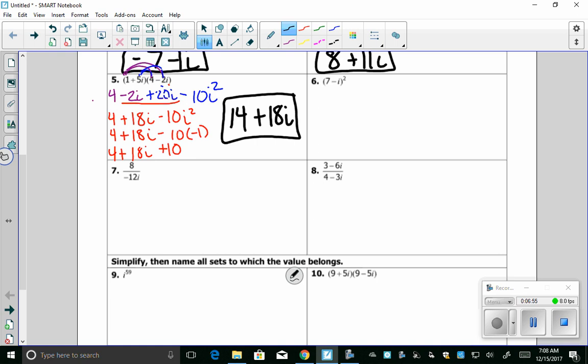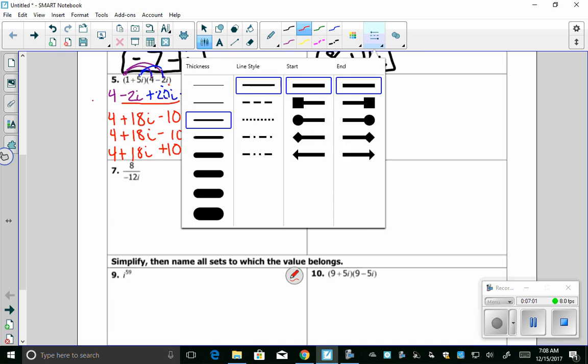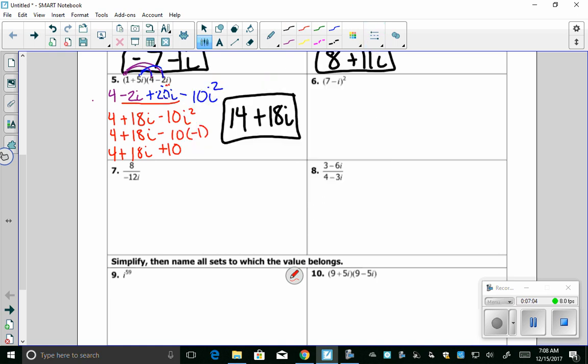Number 6, you're going to do the same thing as number 5. If you don't like the way it's written, you can rewrite it as 7 minus i times 7 minus i. Now use the full method. 7 times 7 is 49. 7 times negative i is negative 7i. Negative i times 7 is negative 7i. And negative i times negative i is positive i squared.